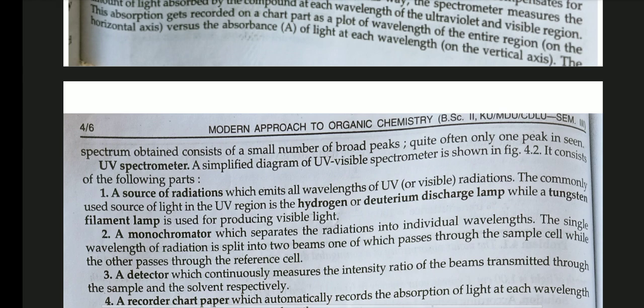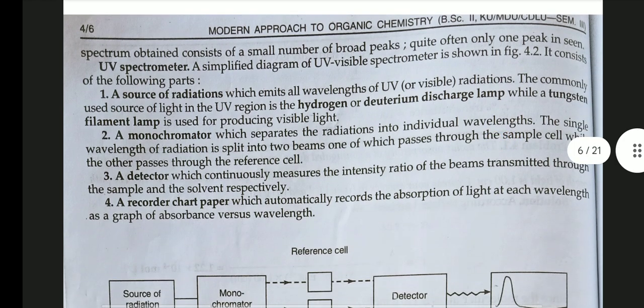UV spectrometer: a simplified diagram of a UV-visible spectrometer. It consists of the following parts: a source of radiation which emits all wavelengths of UV radiation. The commonly used source of light in the UV region is the hydrogen-deuterium discharge lamp, while a tungsten filament lamp is used for producing visible light.